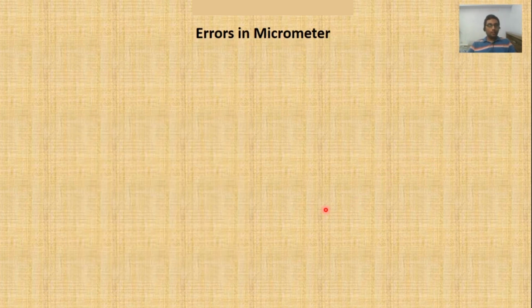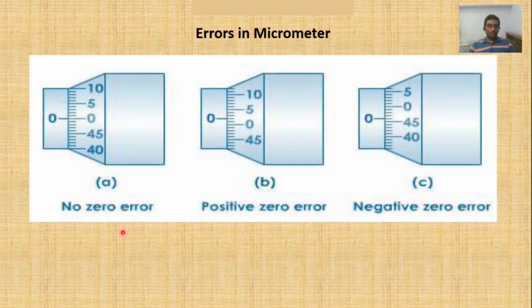So now we have learned how to measure the reading on the micrometer. Before using any instrument, we must know about its errors. There are three types of error present in the micrometer, that is the no zero error, positive zero error, and the negative zero error.